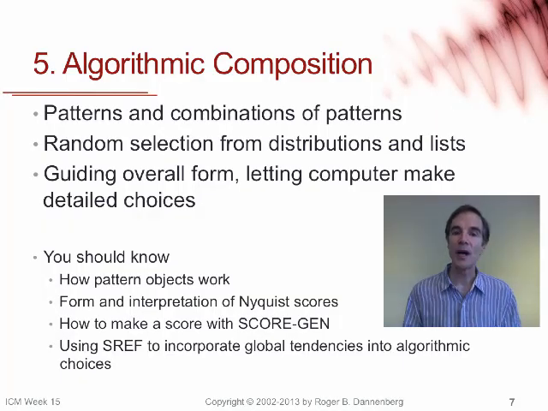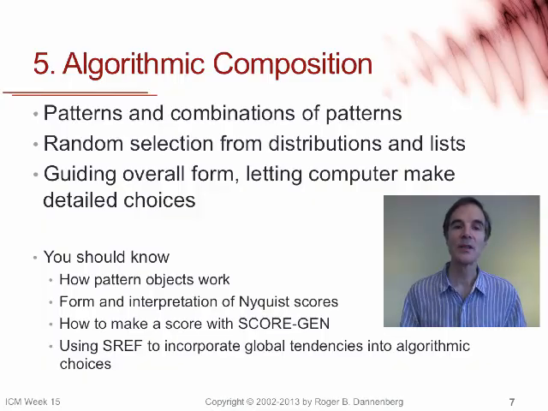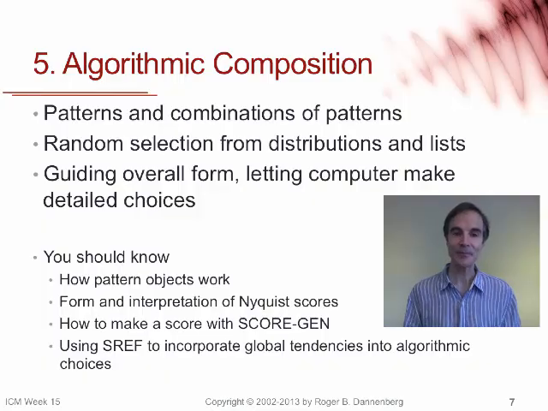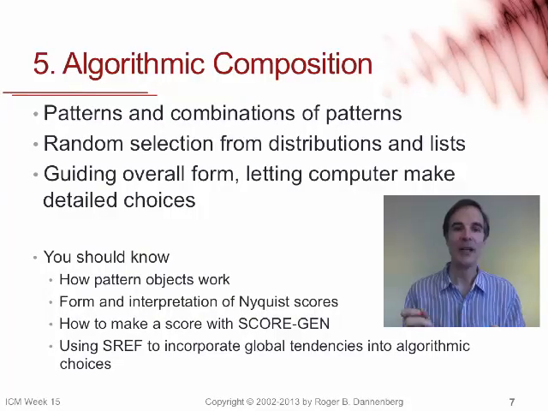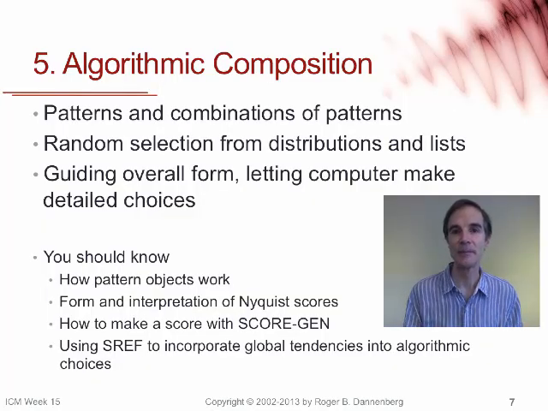So you should know how pattern objects work in Nyquist. You should understand the form and the interpretation of Nyquist scores. You should know how to make a score with ScoreGen, this very powerful macro. And you should also understand how to use sref, which, remember, grabs a sample, a value from a Nyquist signal or a Nyquist sound, grabs that sample at any particular time, and you can use sref to incorporate global tendencies into algorithmic choices.